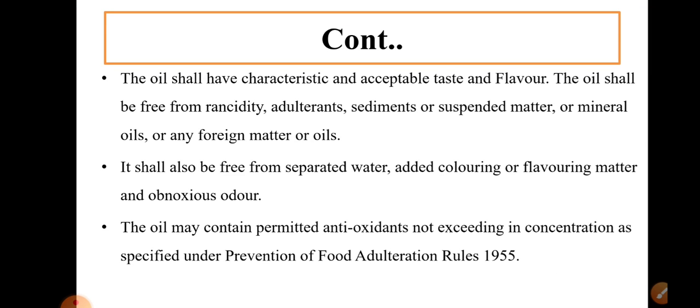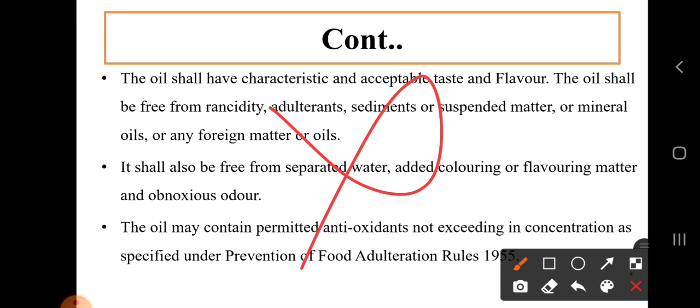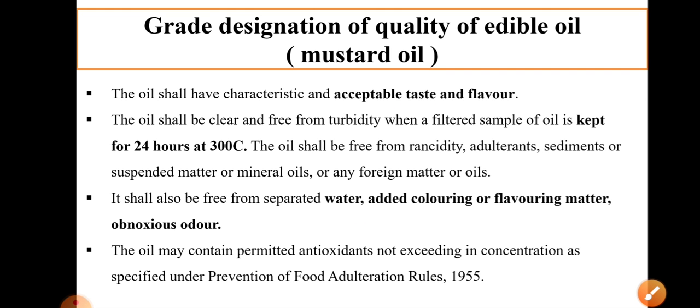To continue with this one, the oil should be the one we have already seen. These are the grade designations required for edible oils or mustard oils. Overall, we can say your mustard oil should have acceptable taste and flavors. It should be free from any kind of foreign matter, suspended matter, or any other chemical composition, or it should be kept for at least 24 hours at 30 degrees Celsius. Then it will automatically refine all impurities from that oil.